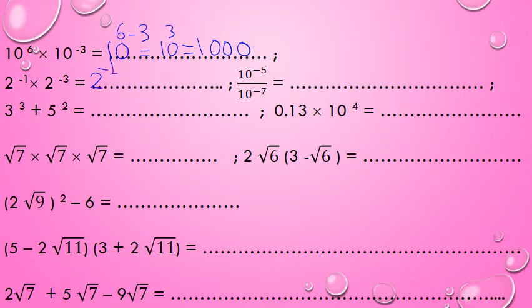Now Ali, 2 to the power minus 1 times 2 to the power minus 3. 2 to the power minus 4, we add the powers. How can we write this? 1 over 2 to the power 4, which is 1 over 16 because 2 to the power 4 is 16.